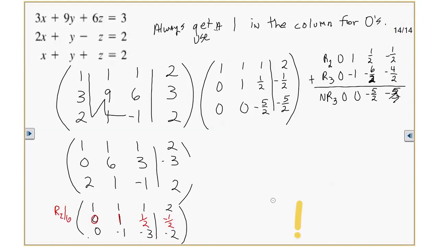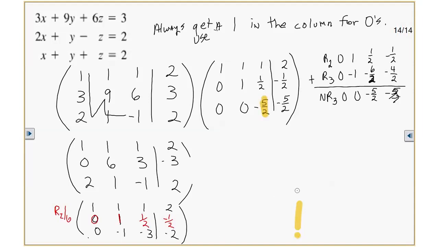Now what? Can we get into the second row? Well, you can go ahead and get a one here by multiplying through by what? Minus two-fifths. Multiply by two-fifths. So let's go ahead and fix that. What do you get? One and one. One and one.